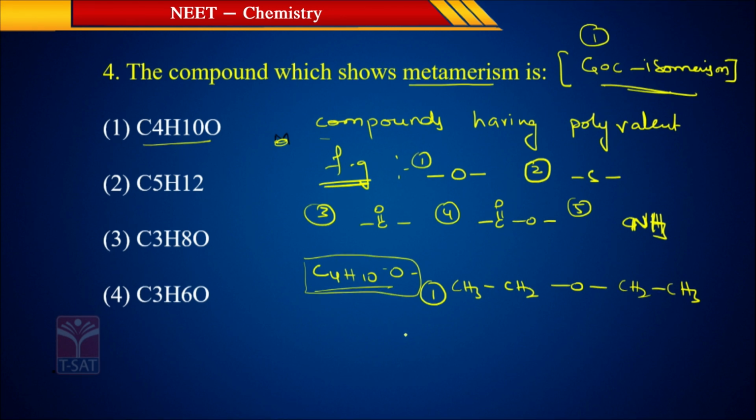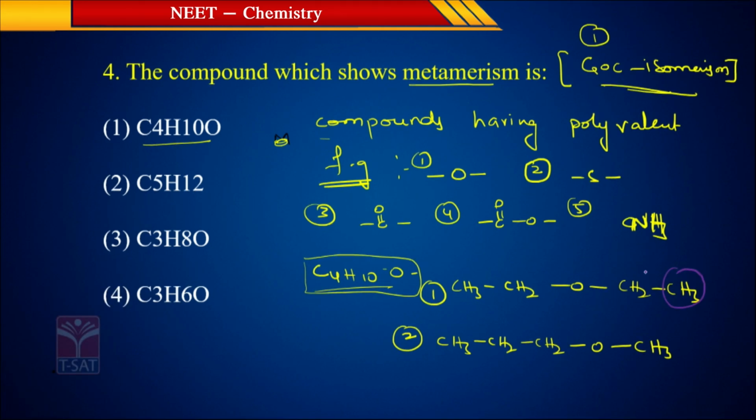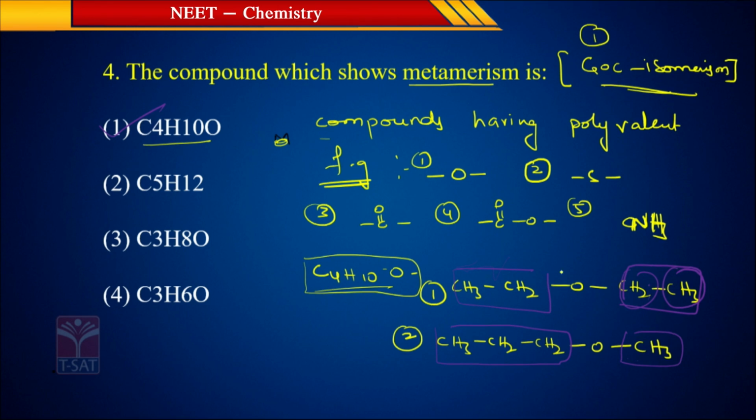First option I am taking. And second option: CH3, CH2, CH2, O. So this is also C4H10O. But you can see here CH3, CH2 on one side, and on the right side only CH3. Alkyl groups are arranged differently here. In the first compound you only have CH3, CH2, but here 3 carbons are there. The alkyl groups attached will be different. So the first option is the correct answer, and see carefully, the important thing is this particular compound is an ether.